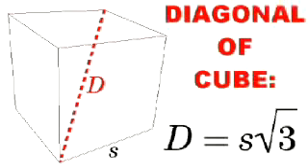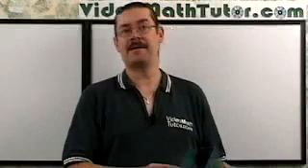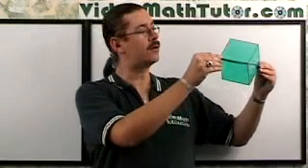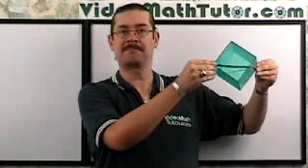Given side S, I'm now going to let capital D be the diagonal of the entire cube. Its formula is going to be D equals S times the square root of 3. Here's another example of the diagonal of a cube. It's this darker line you see right there.